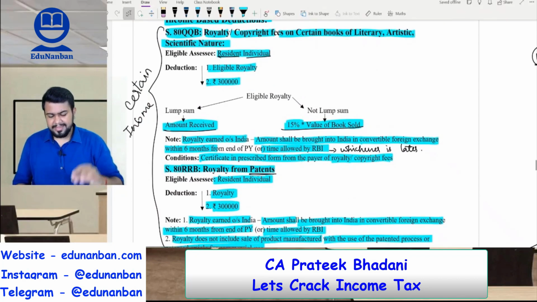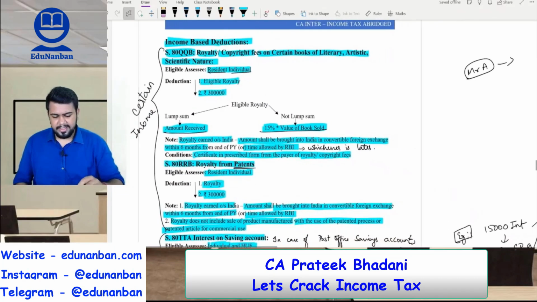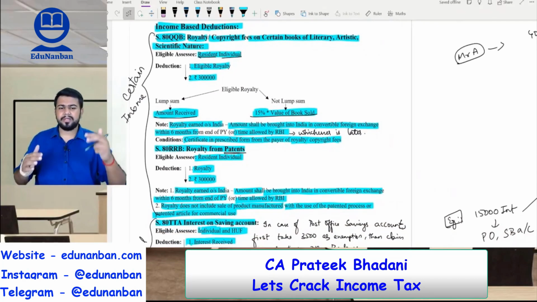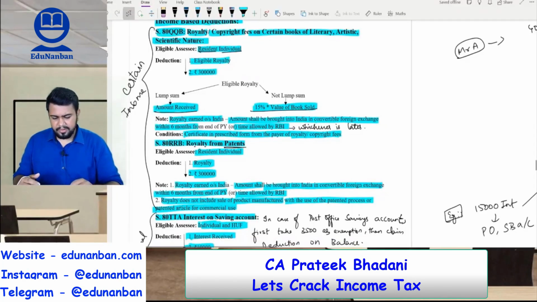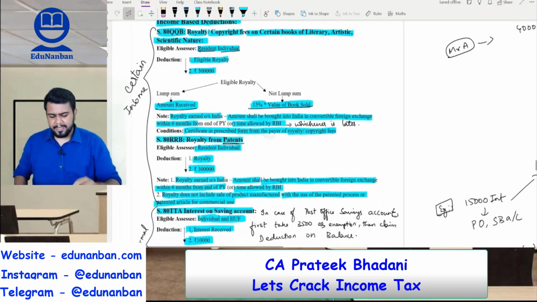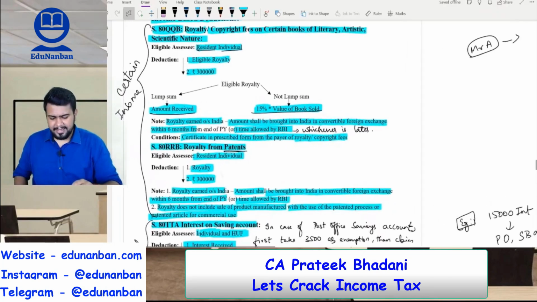First, let us learn certain income based deduction. In income based deduction, I told you there are two types, certain income based deduction and normal income based deduction. So first we are going to learn certain income based deduction, that is 80QQB and 80RRB.